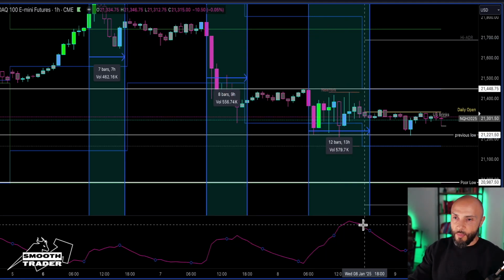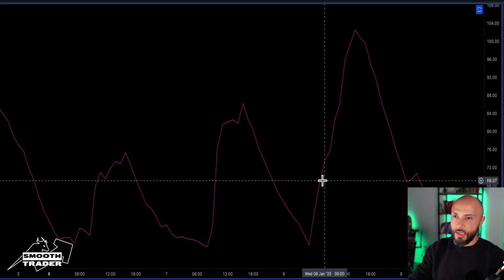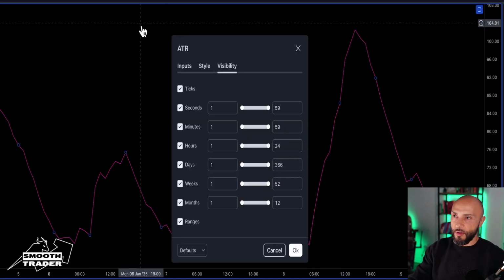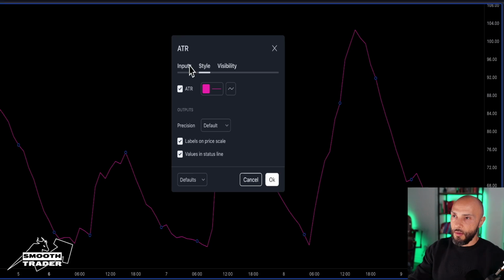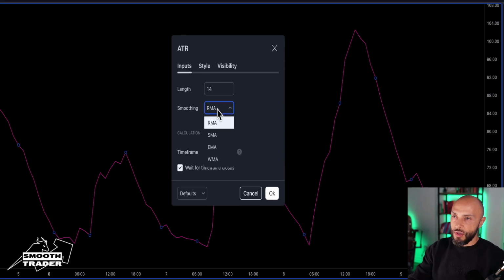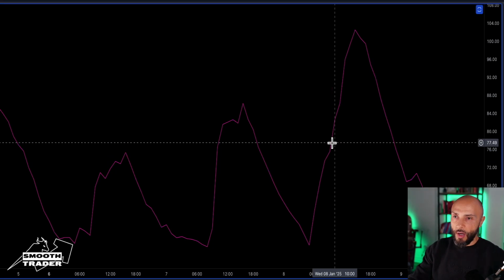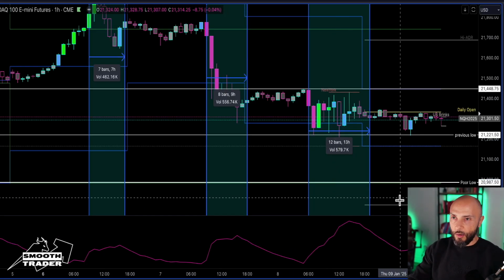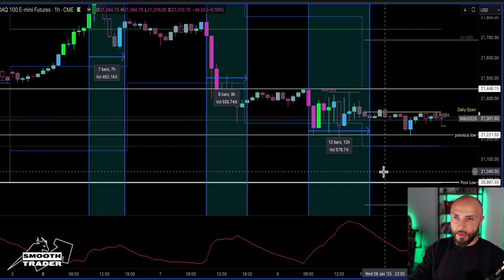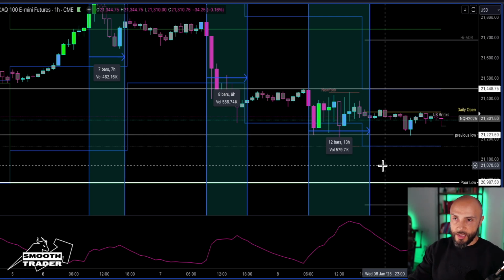Now, if you want to customize it, you can do that on your own time. You just double click it, and you will see that there's different options for you to make it a different color, different style. You can use a different moving average. That's all up to you, but we're not going to get into that today. What we're going to do is show you how to utilize the ATR in order to make better educated decisions when it comes to what stop loss to use.